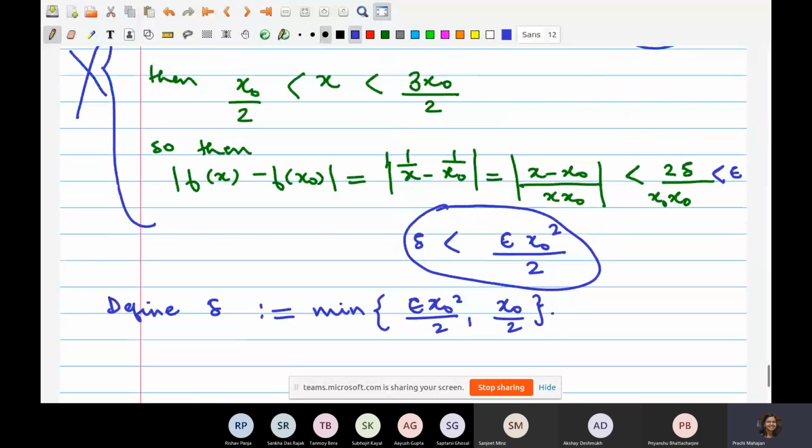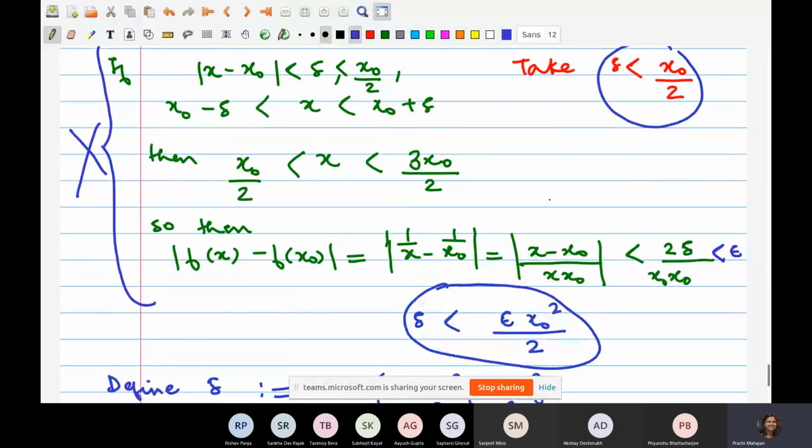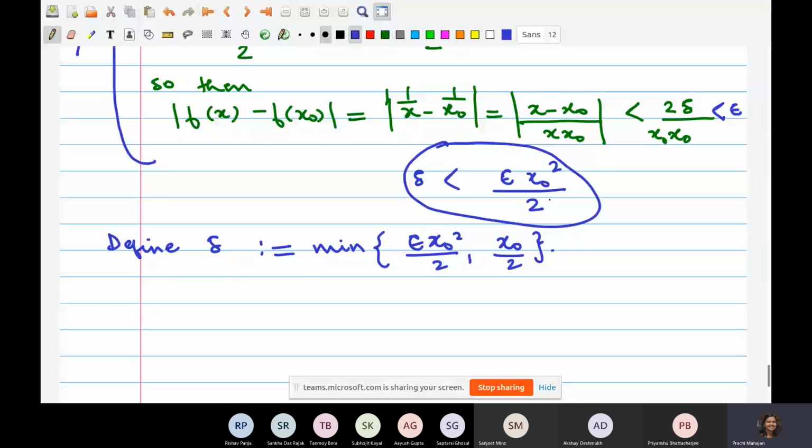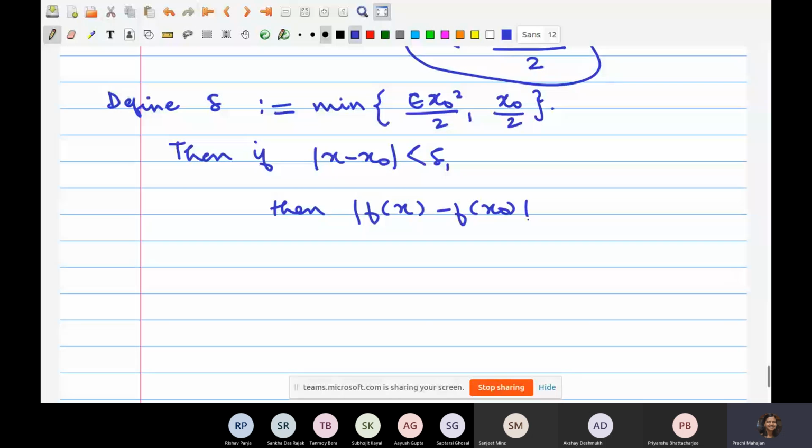All I'm trying to do is, by this analysis, show you where this comes from. So if you define delta like this, then if x is in delta neighborhood of x naught, then f of x is in epsilon neighborhood of f of x naught. And hence, f is continuous.